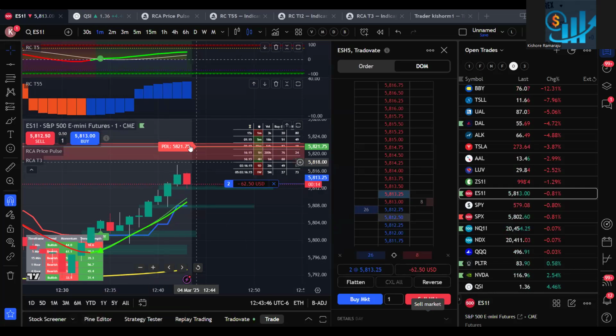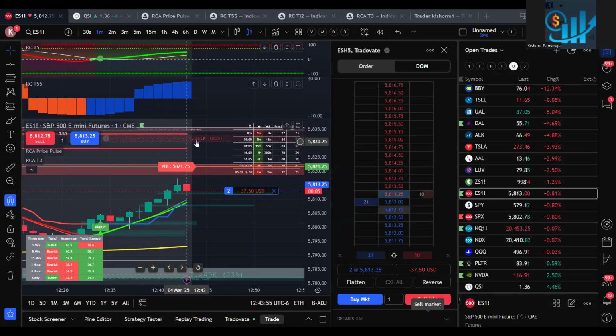It will try. This time it may go and touch this. Then we can take profits one more time. If it breaks it, then it can go all the way till 58.30.